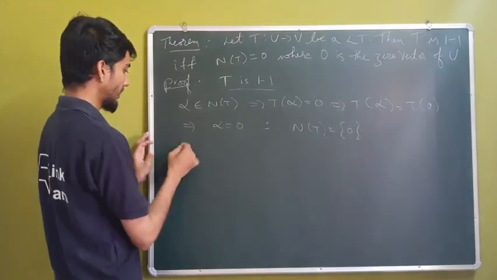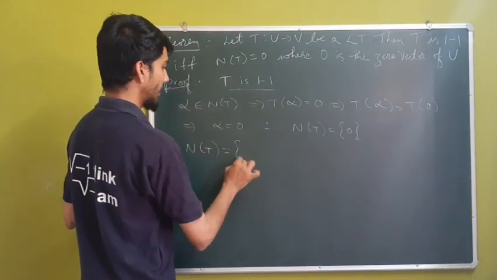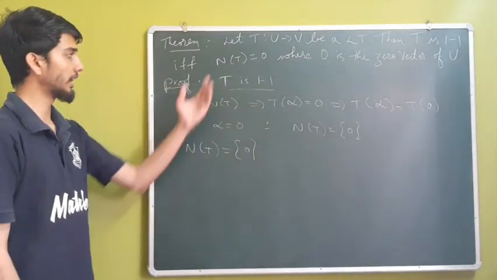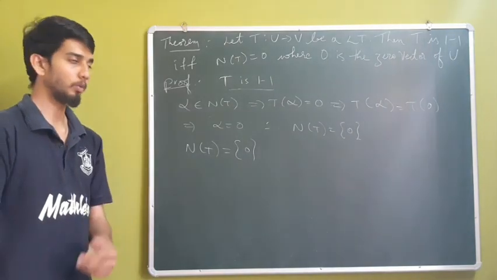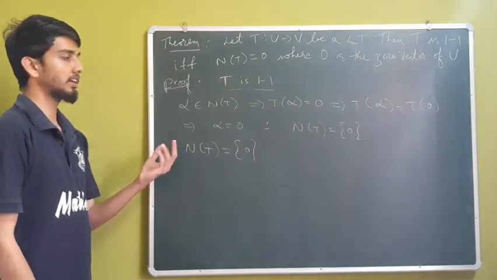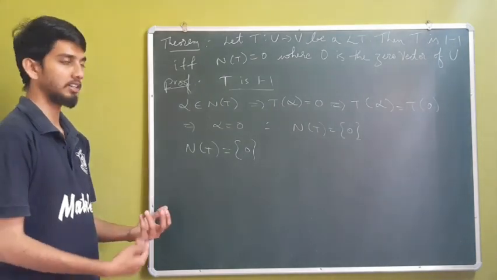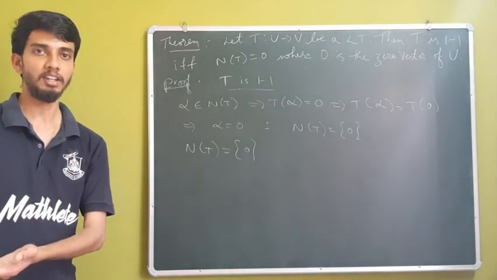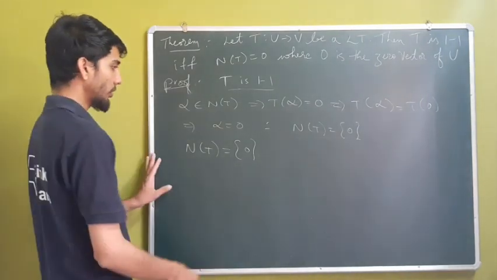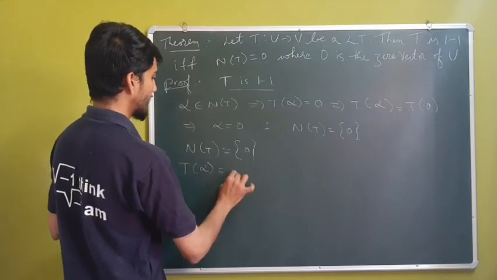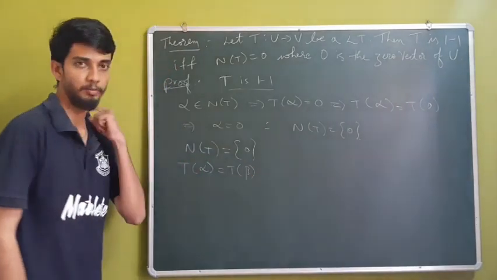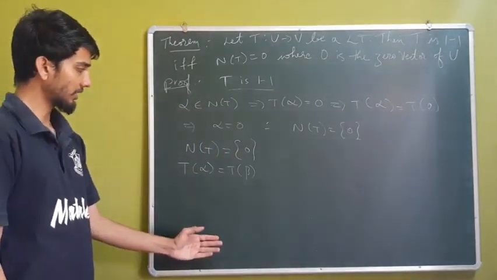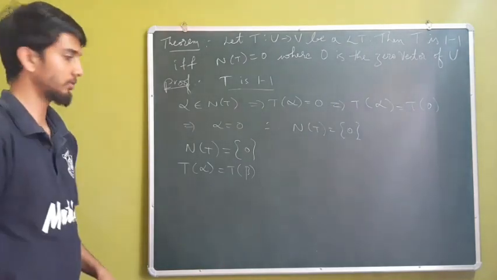Now I will assume the reverse way, that is n of T equal to {0}. I will assume that n of T equal to singleton {0} and I will arrive at T is 1 to 1. And the general method to prove that a mapping is 1 to 1 is we will consider two elements, consider T of alpha equal to T of beta, and show that alpha equal to beta. So now I will consider T of alpha equal to T of beta for any two elements, say alpha and beta, coming from the domain. Now I should arrive at alpha equal to beta and we are done with the theorem.